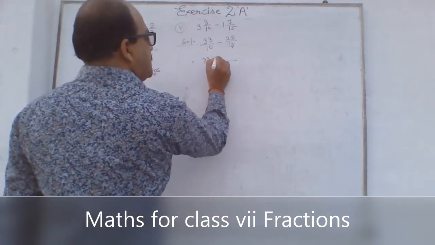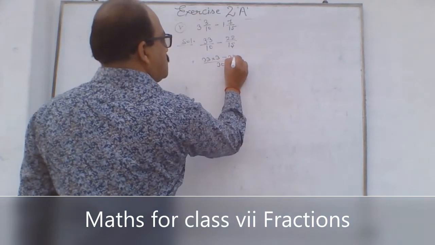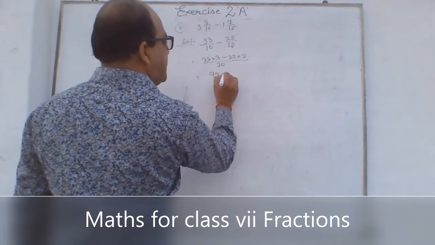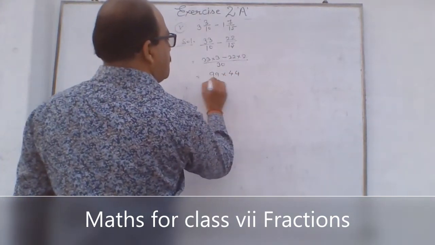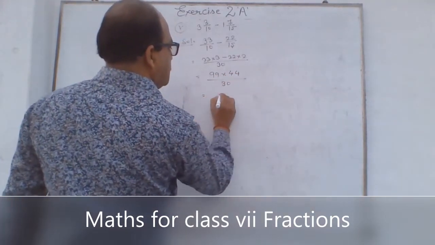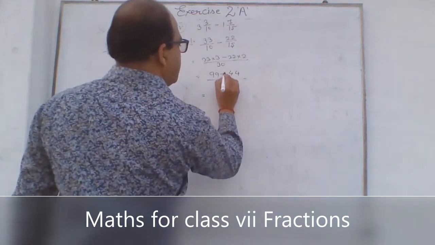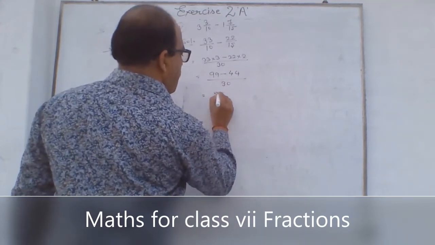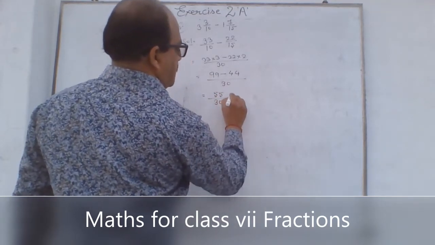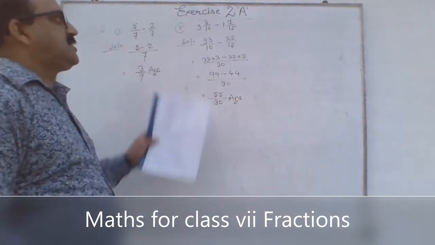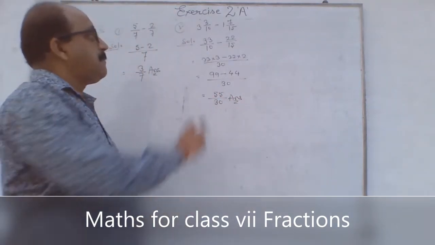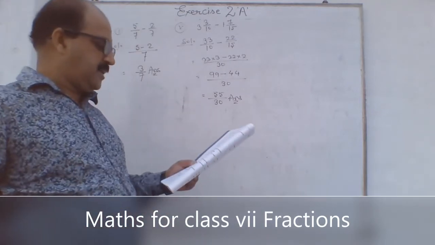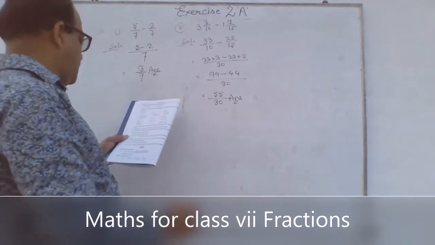33 into 3 minus 22 into 2. 33 into 3 is 99 and 22 into 2 is 44, by 30. So sorry, the sign here is negative, minus. 55 by 30. This one is the answer. When we subtract 3 whole 3 by 10 minus 1 whole 7 by 15, the answer is 55 by 30.